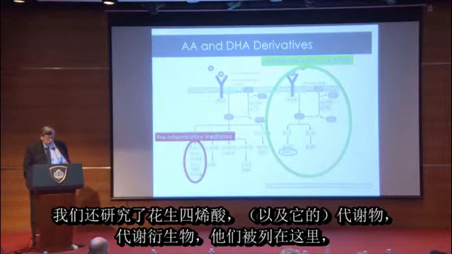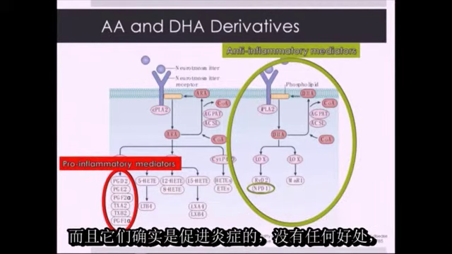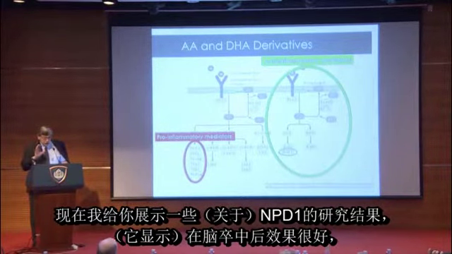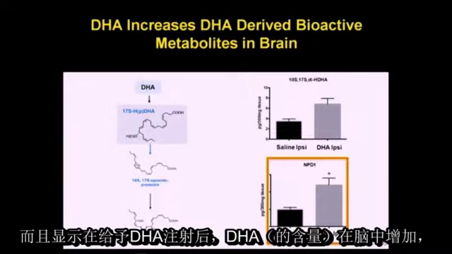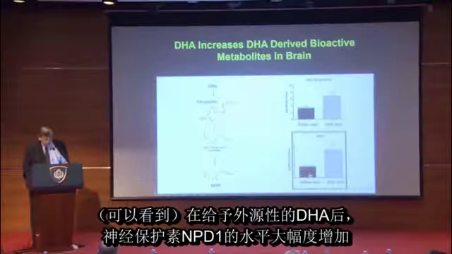We've also looked at arachidonic acid catabolites. They're listed here, and they are indeed pro-inflammatory and don't do any good. So I'm just going to show you a couple of results for NPD1, which does good after stroke. This shows that DHA increases in the brain after we give the DHA injections, and that's shown here with hydroxy DHA, and this is NPD1. So big increases in neuroprotectin D1 levels after the administration of exogenous DHA.